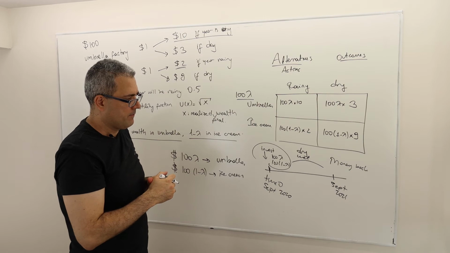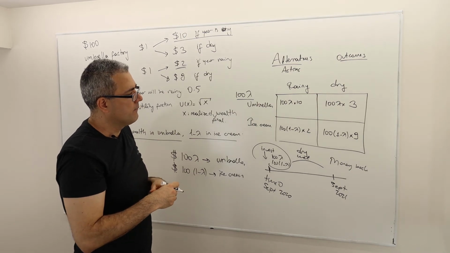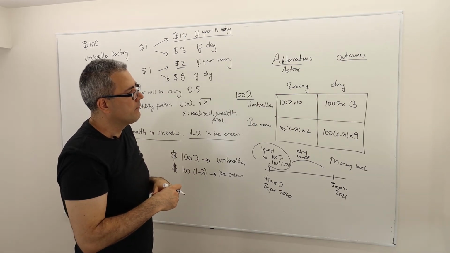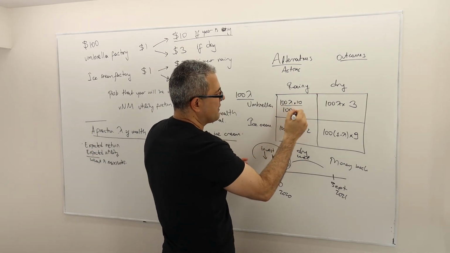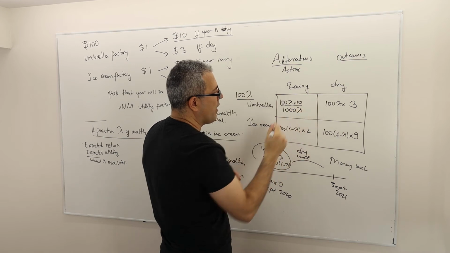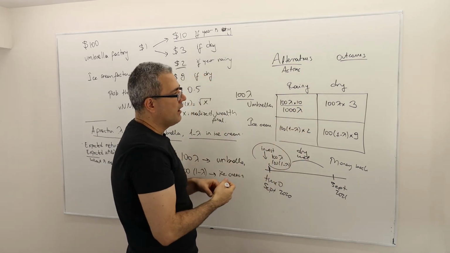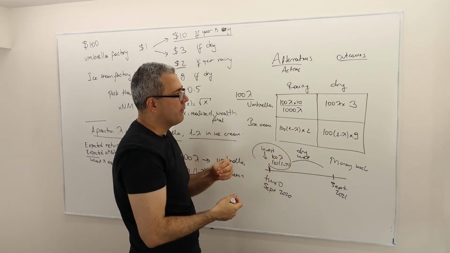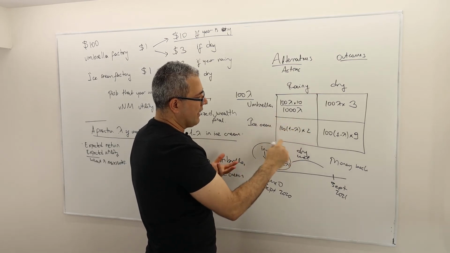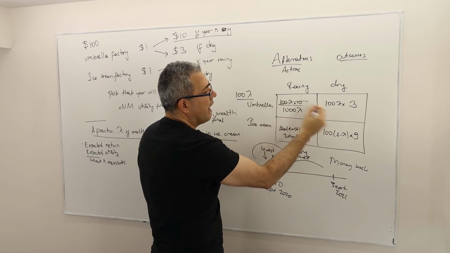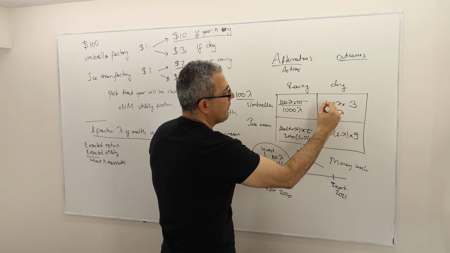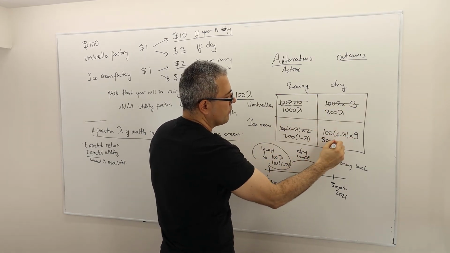Would it be incorrect to write 100 times lambda times 10, or to write 1,000 lambda? Well, of course, it's the same thing. I just did not write it immediately. I wanted to see why I'm multiplying with what number. So this is obviously 1,000 lambda. This is obviously 200 times 1 minus lambda. And this is obviously 300 lambda. And this is obviously 900 times 1 minus lambda.